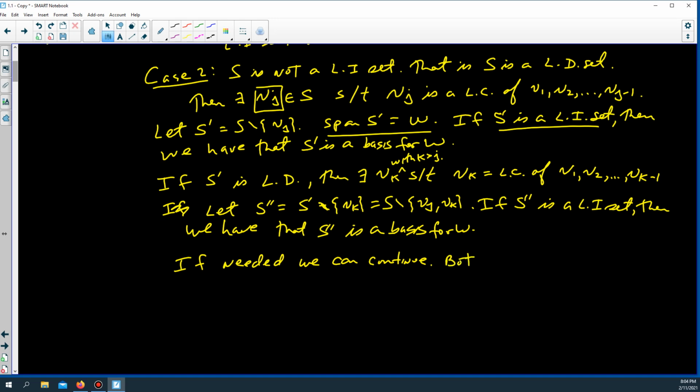But this process must end since S is a finite set. So eventually we will have an independent set because we just keep removing one by one. We keep removing one by one until we have a linearly independent set. That completes this proof.